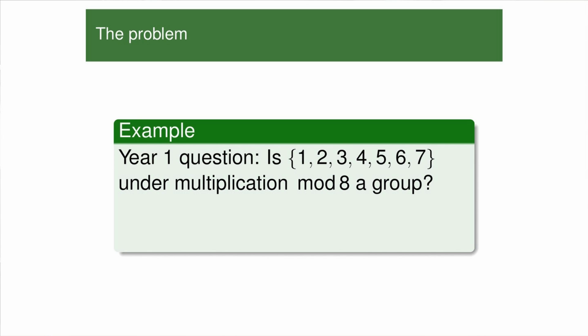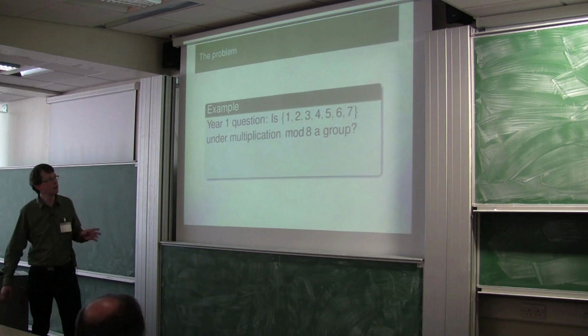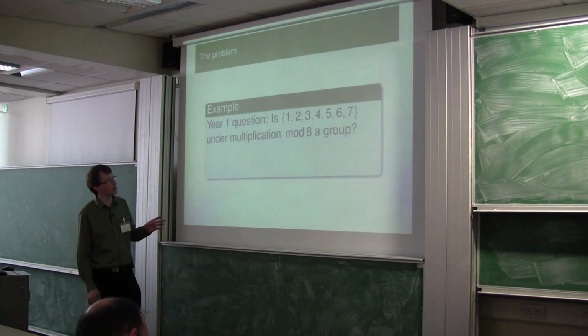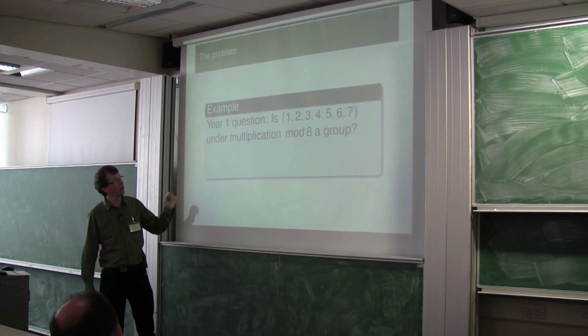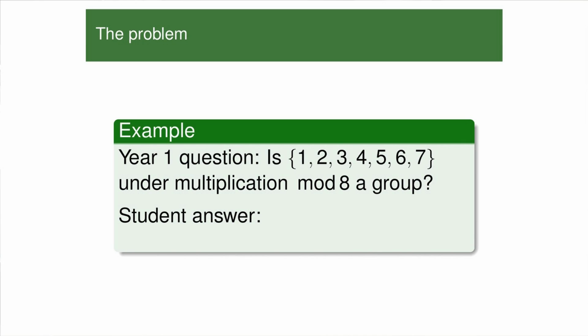So here's a question that we give to our first year group theory students. Is 1, 2, 3, 4, 5, 6, 7, that set under multiplication mod 8, a group? Now if you're not familiar with group theory, maybe haven't done it in a while, then in this case the answer is actually no. But it's actually the student answer that I'm interested in. So the student said that it's not closed and the set contains 0.